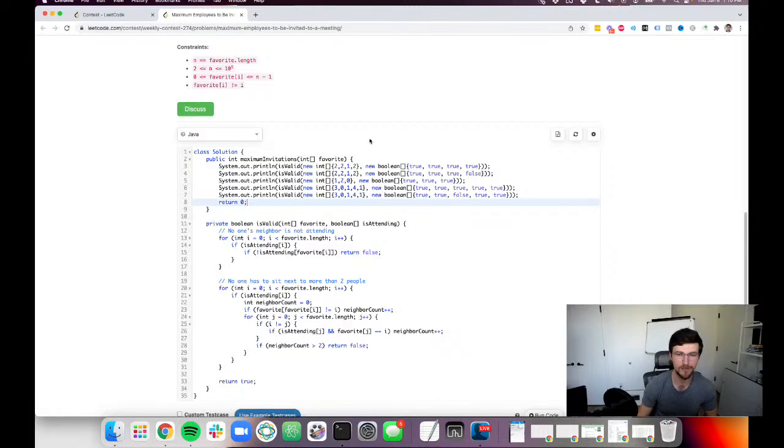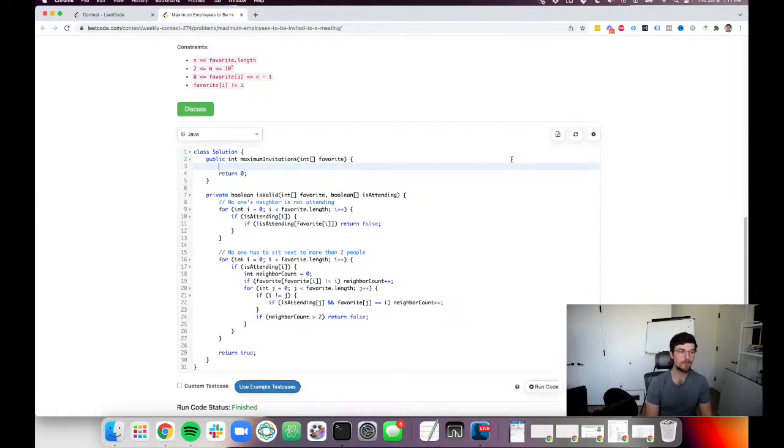So now we just need to do a breadth first search. To do our breadth first search, we're basically just going to try updating all versions of is attending. What that's going to look like is we'll have a queue that is going to be like to visit.